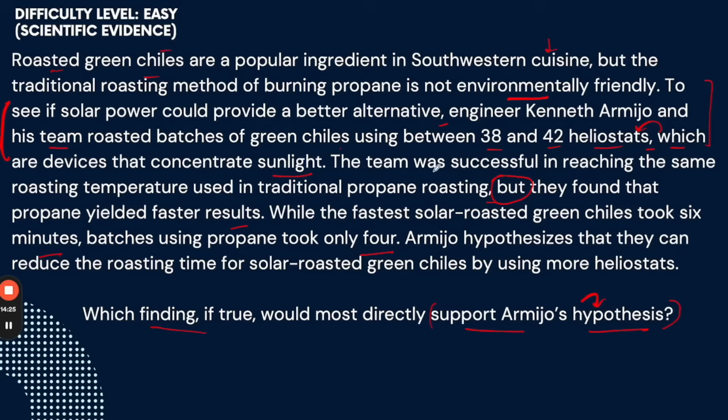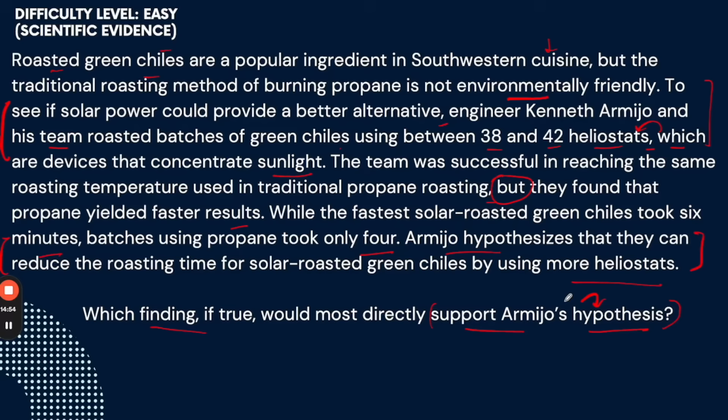Now, K.A. hypothesizes. Now, this is the hypothesis, and this is what we need to support. So we will have to pay extra attention to this particular part. K.A. hypothesizes that they can reduce the roasting time for solar roasted green chiles by using more heliostats. Now that we have identified the hypothesis, we are supposed to rephrase this hypothesis in simpler words, in our words, right?